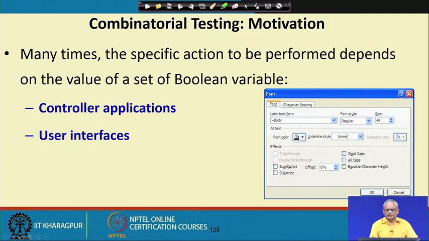For example, we would like to check whether it works well in superscript when the text font is something and text color is something, and whether it works as subscript for the same font color, size and so on. This kind of situation is also there in controller applications, where the controller behavior is defined by many factors, for example, temperature, pressure, user input and other factors.